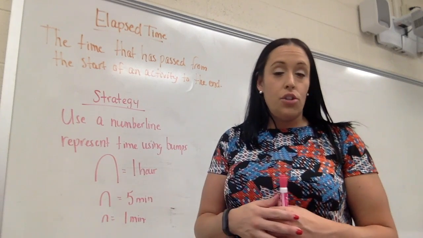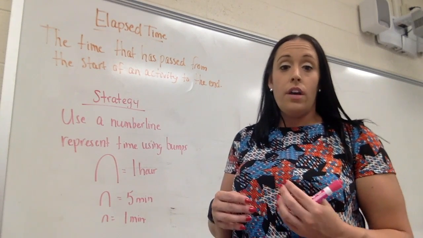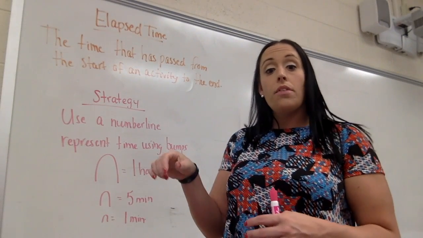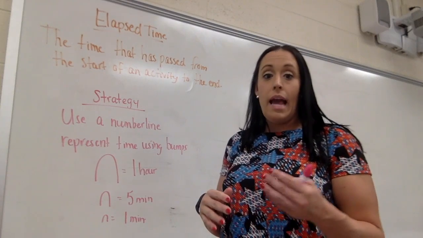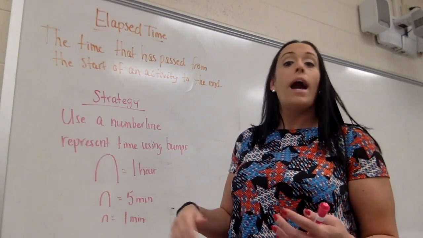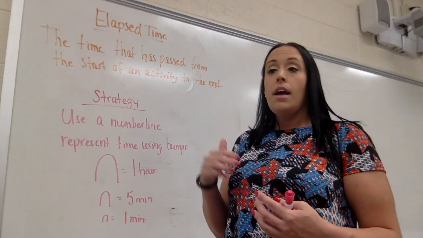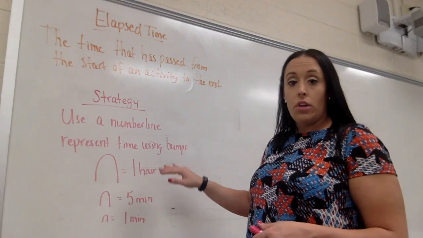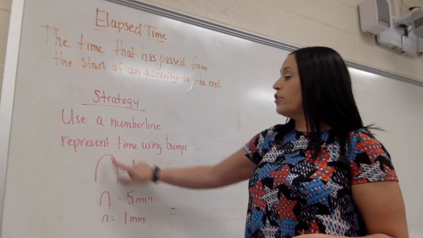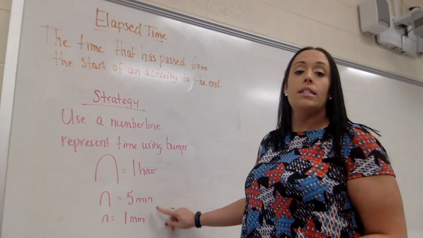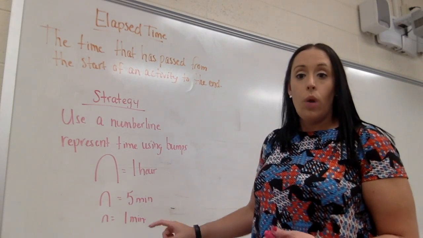One way that I like to teach them the concept of elapsed time is through the use of a number line. Drawing little bumps along the number line to represent the difference between the hours and minutes helps them visually see and keep track to make sure that they are counting time correctly. So what I like to do is, when they're drawing on their number lines, I have them use a large bump to represent 1 hour, a medium-sized bump to represent 5 minutes, and a smaller bump to represent 1 minute.